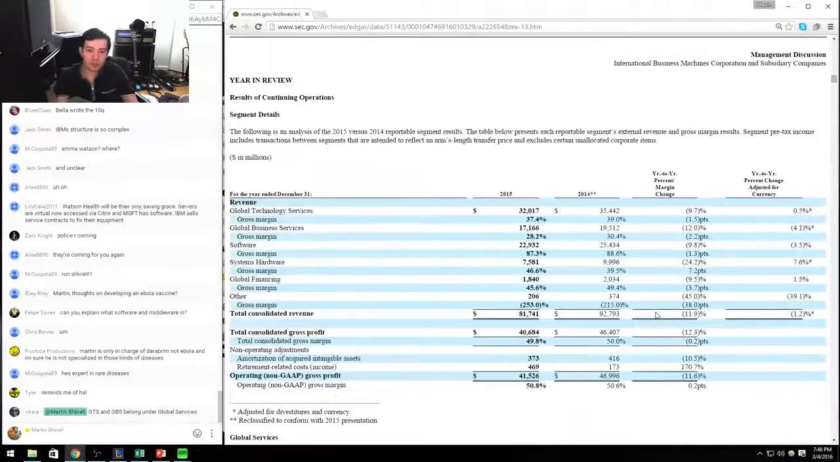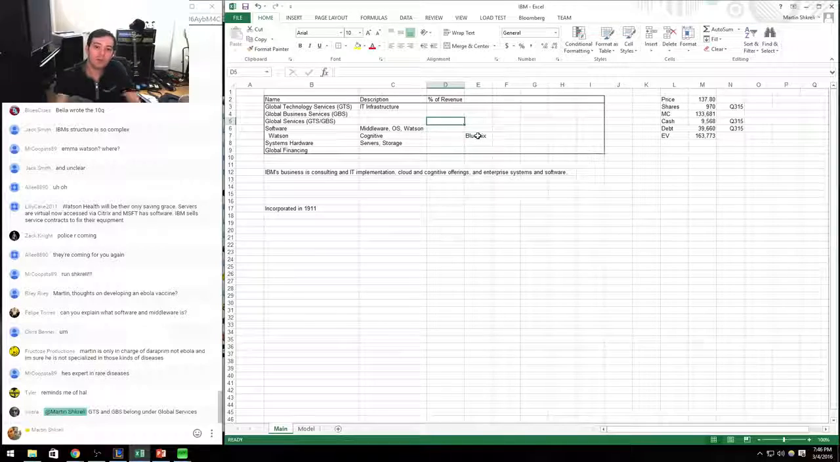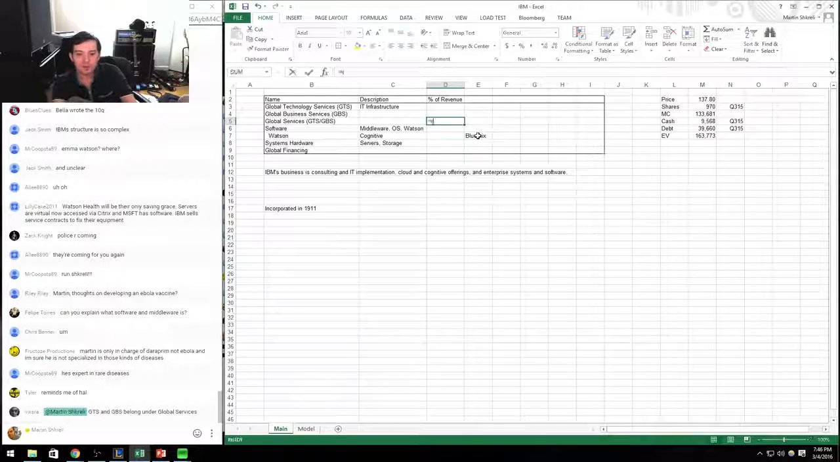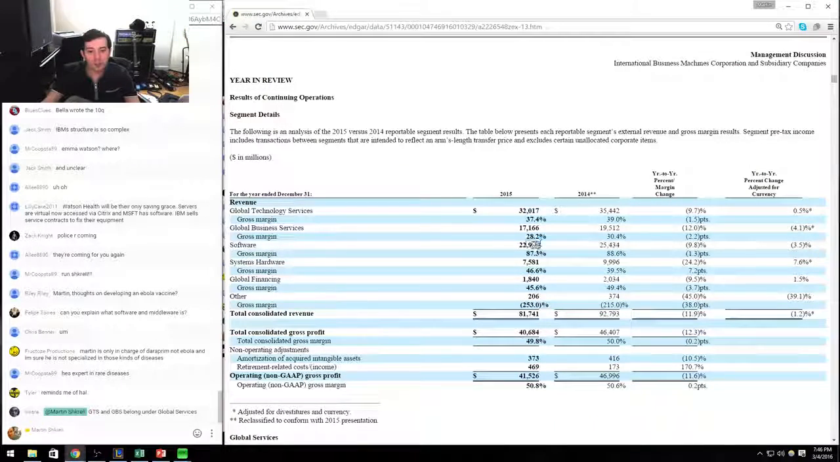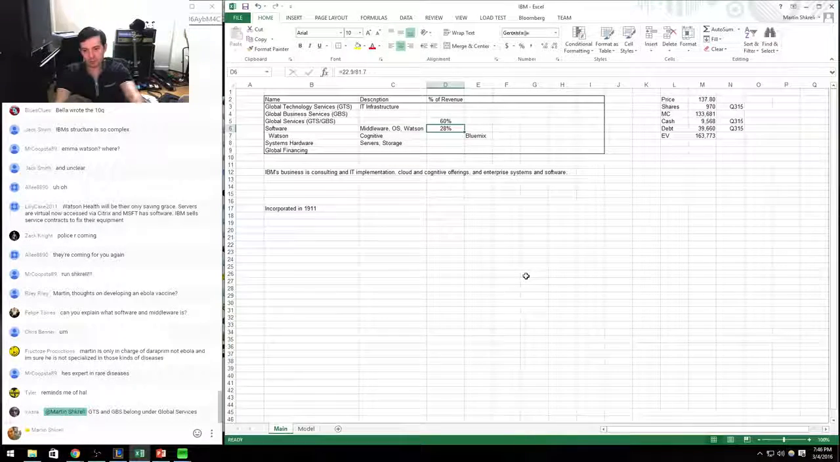All right, so here you can see global technology services is 32 billion and global business services is 17 billion out of 82 billion. So we can actually do a percent of revenue marker here where we can say the percentage of revenue of all global services is 32 plus 17 divided by 81.7, which is 60%. So IBM is 60% services. How about software? 22.9 billion over 81.7. So it's 28% software. And together, that's already 90%.